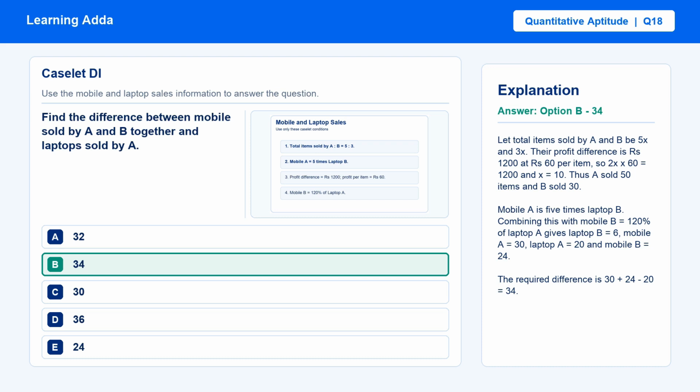Mobile A is 5 times laptop B. Combining this with mobile B is equal to 120% of laptop A gives laptop B is equal to 6, mobile A is equal to 30, laptop A is equal to 20 and mobile B is equal to 24. The required difference is 30 plus 24 minus 20 equals 34.